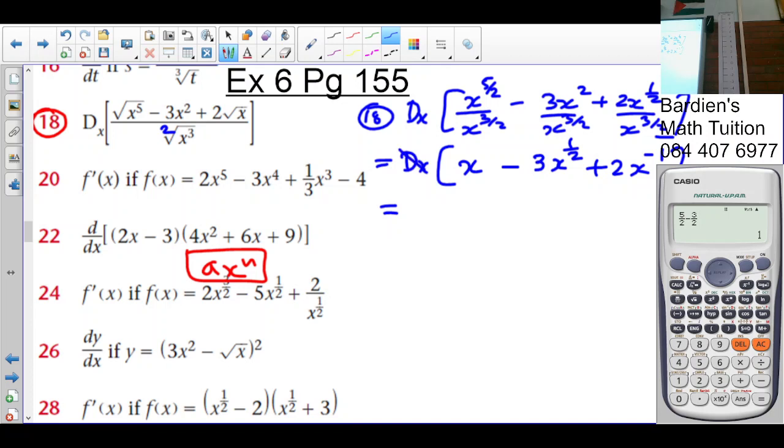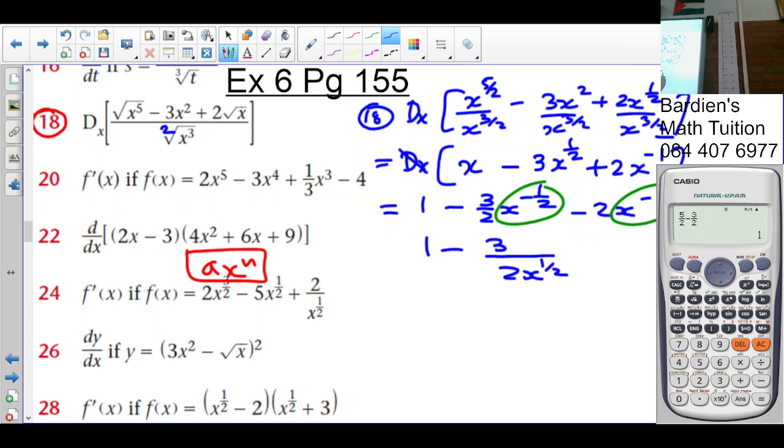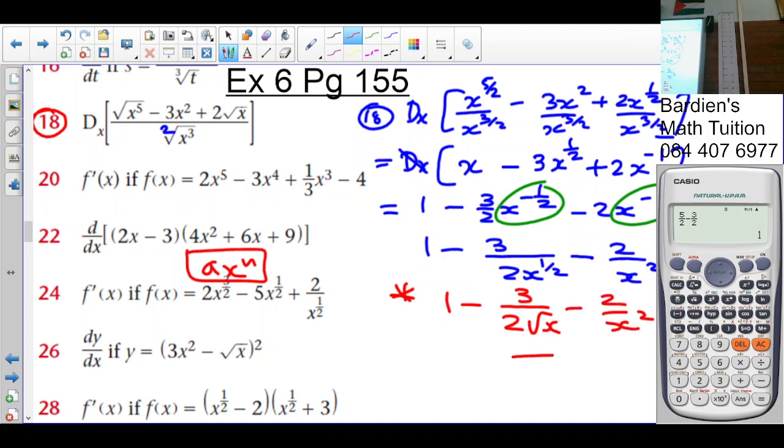Yes, I drop the d. So it's going to give you 1 minus 3 over 2, x to the minus 1 will give minus half. 2 times negative 1 is negative 2, x to the negative 2. Because of the negative exponent here, you go down. So it will be 1 minus 3 over 2 x to the half, minus 2 over x squared. Again, you don't have to write it in radical form. So it's 1 minus 3 over 2 times the square root of x, minus 2 over x squared.